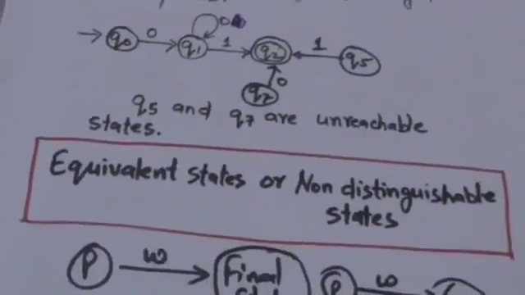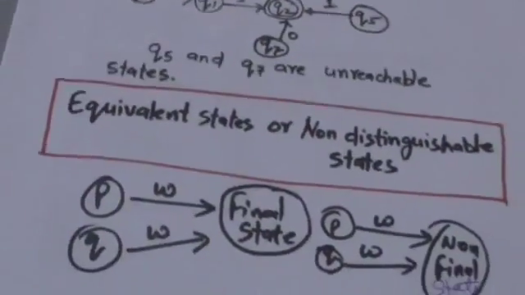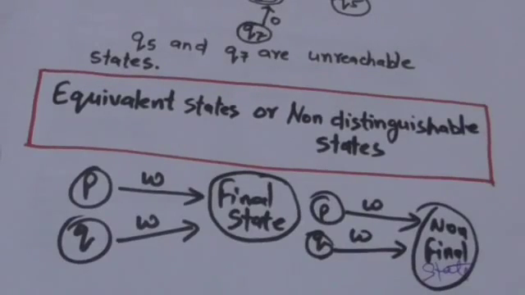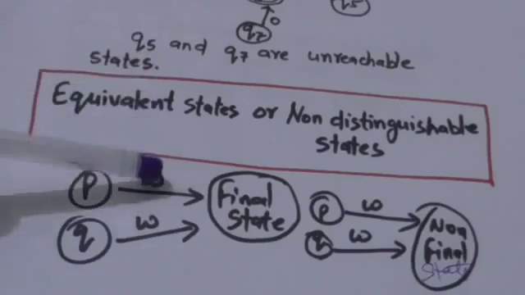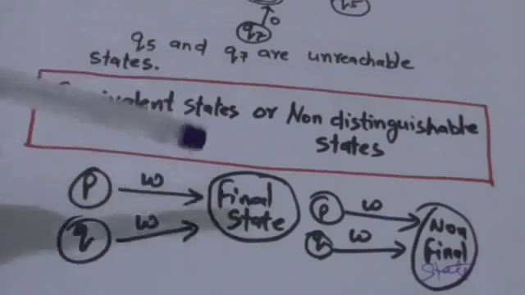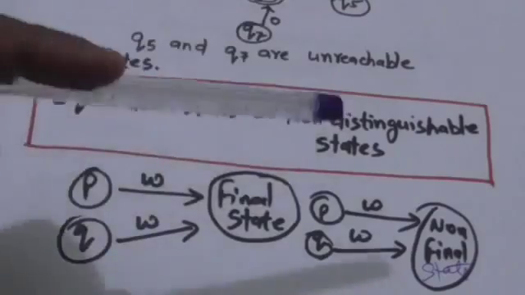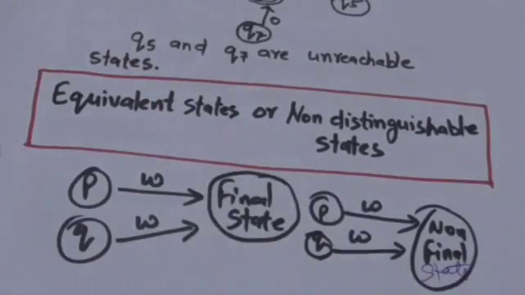Now second is equivalent or non-distinguishable states. Two states P and Q are equivalent if for each string of input symbols W, either they both have transition to a final state or they both have transition to some non-final states. So after removing unreachable states, what do we have to do? We have to detect equivalent or non-distinguishable states and we have to merge them.